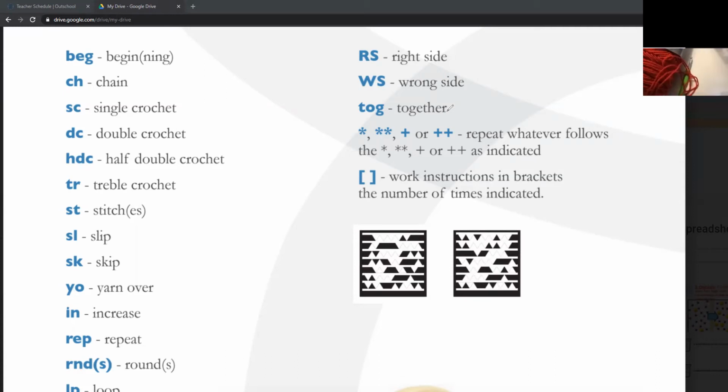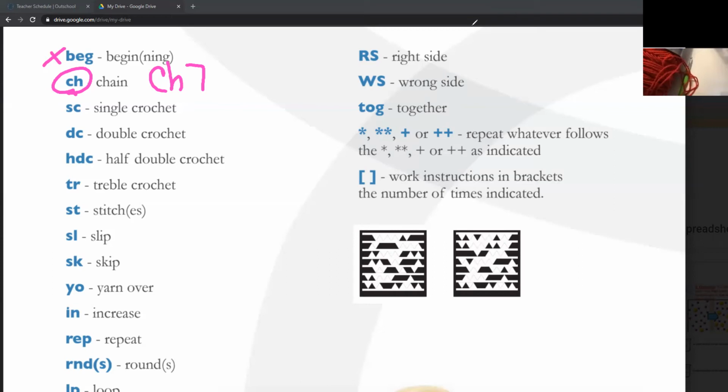Typically, we don't see this that often. So we usually see a lot with chain. Sometimes people call this the foundation chain. Other times people just say chain, so many. So they might say like chain 7, CH7. And so we're going to actually work on our chains today.